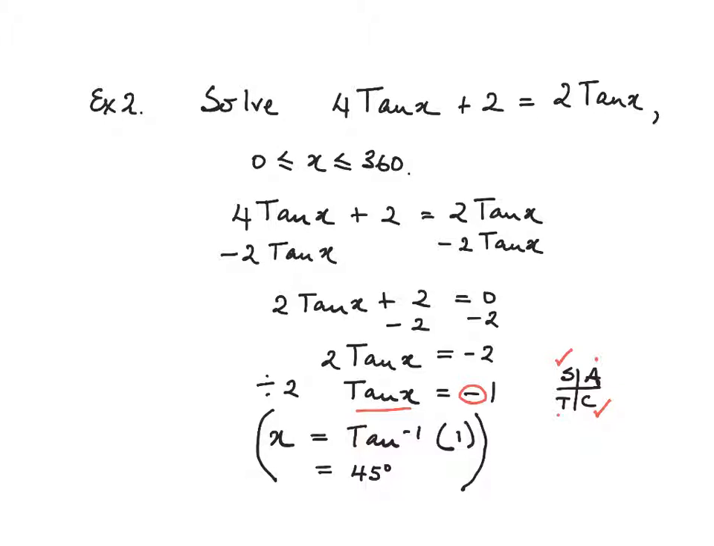And then what we're going to do is we're going to use this 45 degrees. We're going to subtract from 180. And we're going to subtract also from 360 degrees. And that gives me 315 degrees. My 2 solutions.